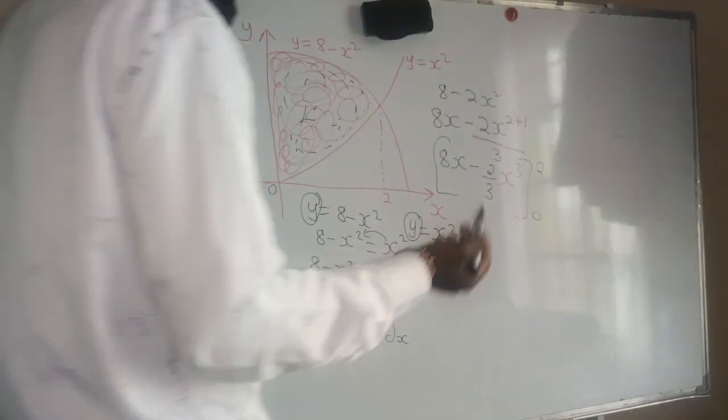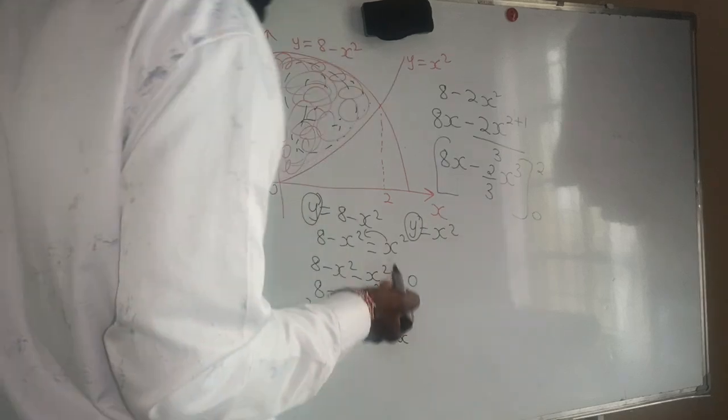Do I need to even use 0? No. Let me just place 2, then I'll be able to get the answer in terms of the area of the shaded region. So I'll just come here and say 8 into 2 as the value of x, minus 2 over 3 into 2 cubed. Correct. So this will be 16 less 2 over 3 into 8. That is 2 cubed.